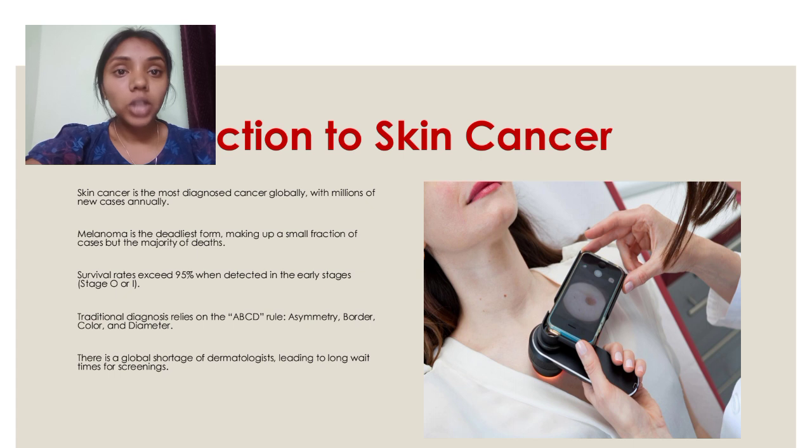So, skin cancer is the most diagnosed cancer globally, with millions of new cases annually. And melanoma is the deadliest, making up a small fraction of cases but the majority of deaths. Survival rates exceed 95% when detected in the early stages. Traditional methods rely on the ABCD rule, which is asymmetry, border, color, and diameter. And there is a global shortage of dermatologists, leading to long wait times for screening.